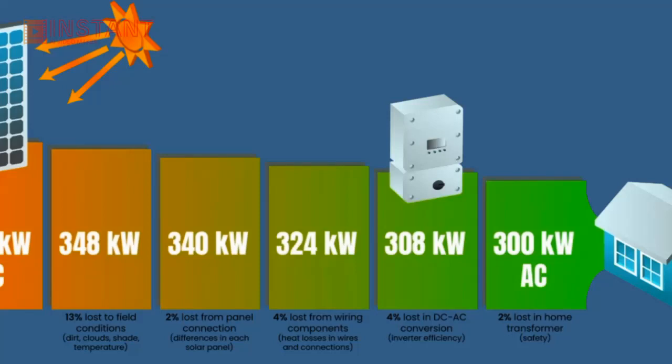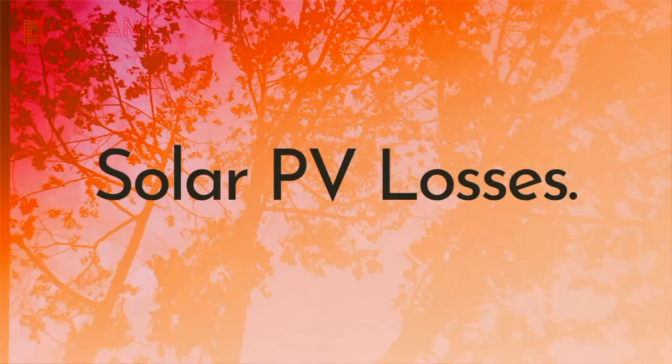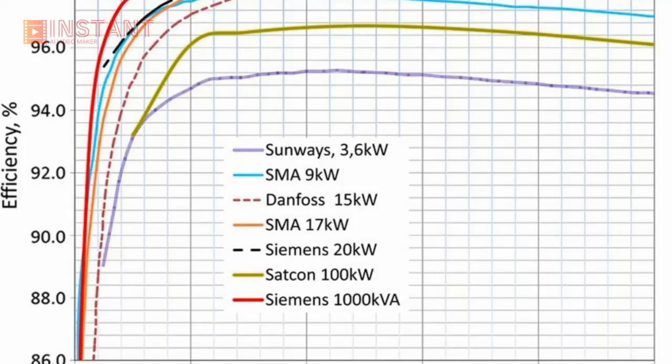Number 6. Inverter losses. Inverters convert DC to AC for use in homes or the grid. Inverter efficiency can vary, and losses occur during this conversion process.